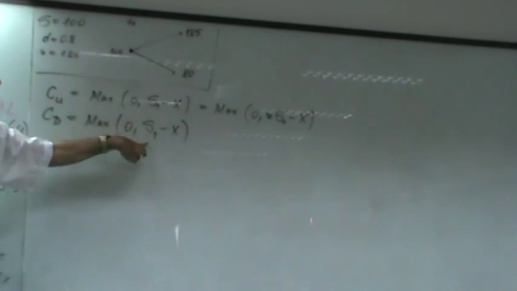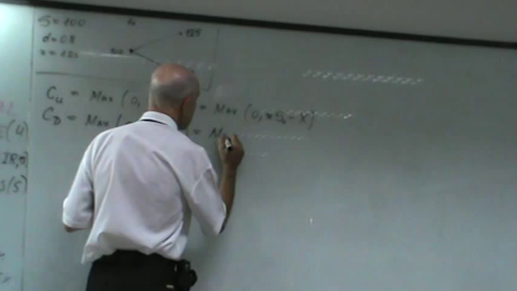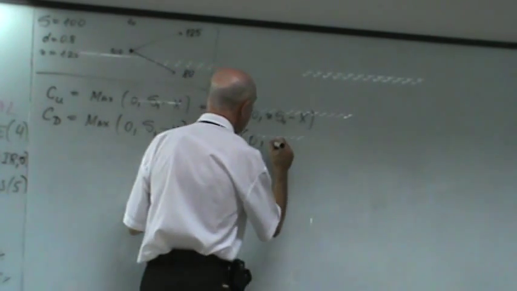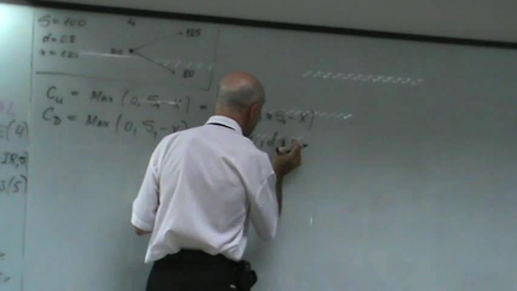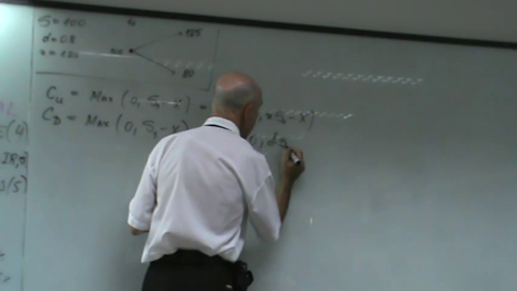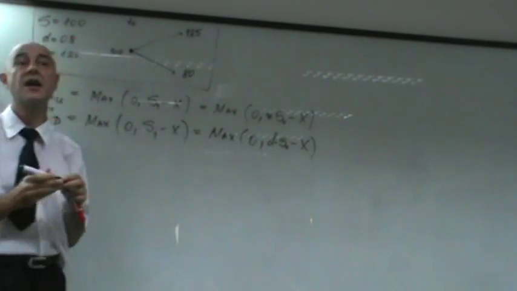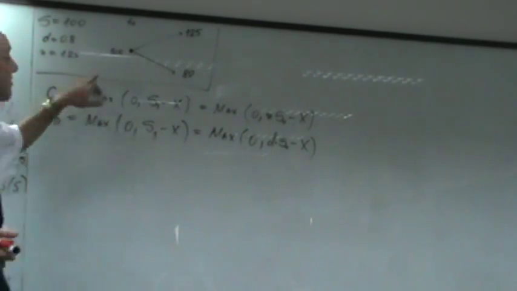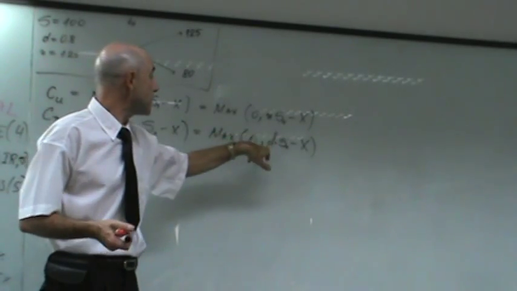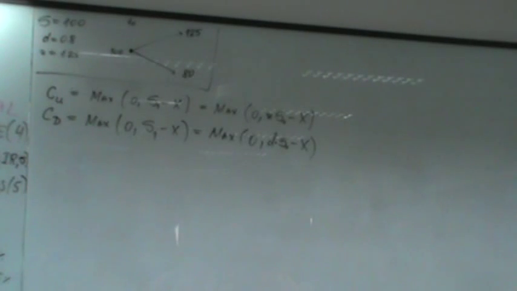Again, the call on the down will have exactly the same formula as S1 minus X, but now S1 on the downside will be the maximum of 0 and D times S0 minus X. So if it goes up, this is the outcome. If it goes down, this is the outcome.